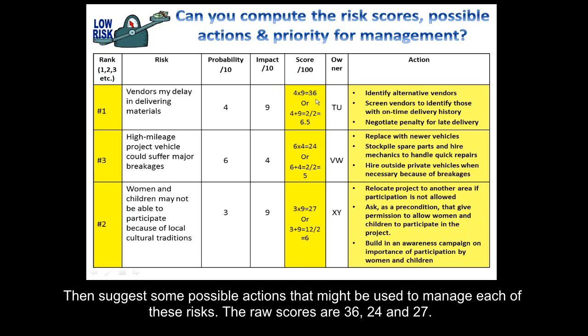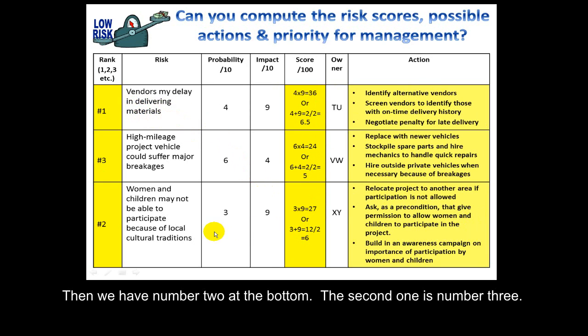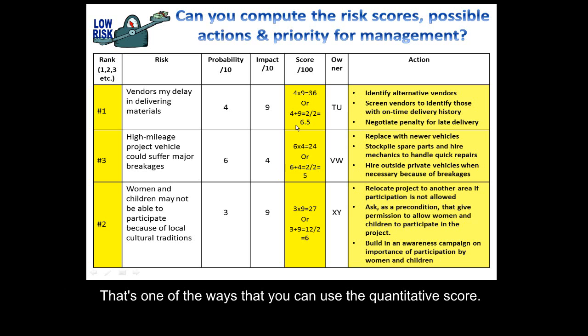The raw scores are 36, 24, 27. The mean scores are 6.5, 5, and 6, so you can easily see that this top one is the number one highest priority issue, and then we have number 2 at the bottom, and the second one is number 3. So that's one of the ways that you can use the quantitative scores.